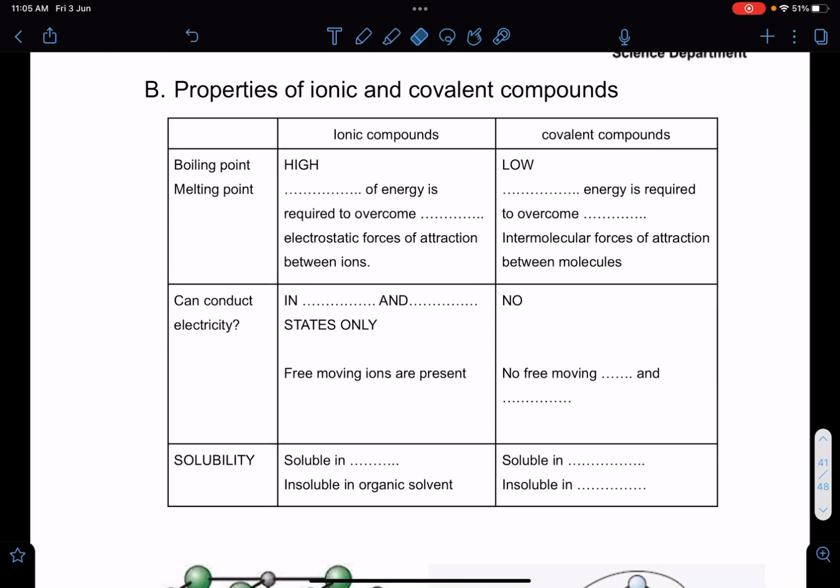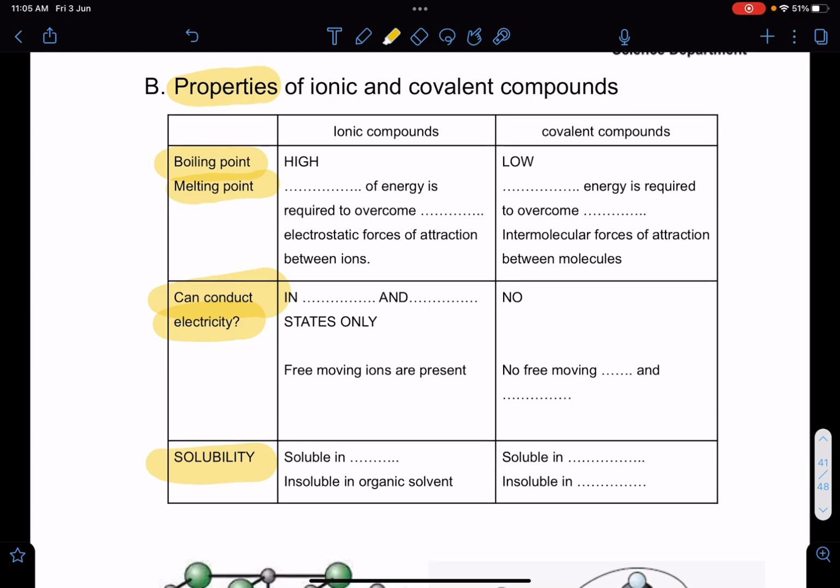Let's take a look at the properties of ionic and covalent compounds. When we're talking about the properties, we actually refer to the boiling and melting points, the electrical conductivity, as well as the solubility of these ionic and covalent compounds. So let's take a look at determining the boiling points and melting points of ionic and covalent compounds first.